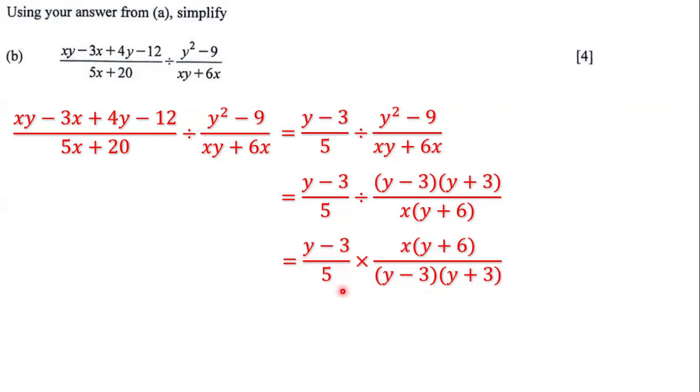Next, we can cancel out. So we can cancel out y minus 3 with y minus 3. And so what are we left with? Well, we're left with x times y plus 6 as the numerator, and at the bottom we are left with 5 times y plus 3. And so this is our answer here. This is the simplified answer, and so this is our answer to this particular question.